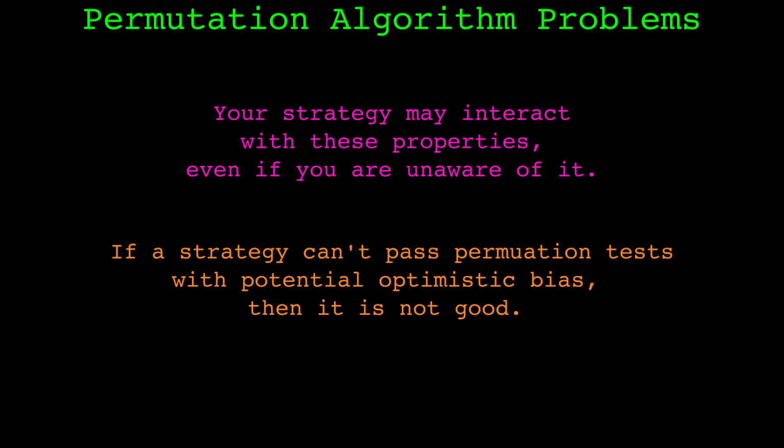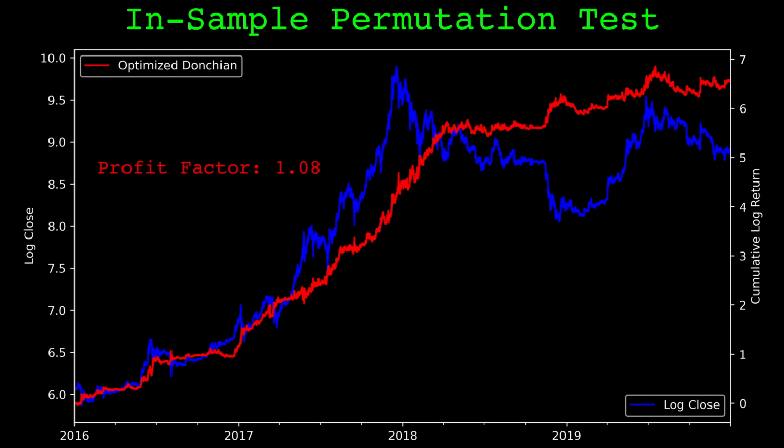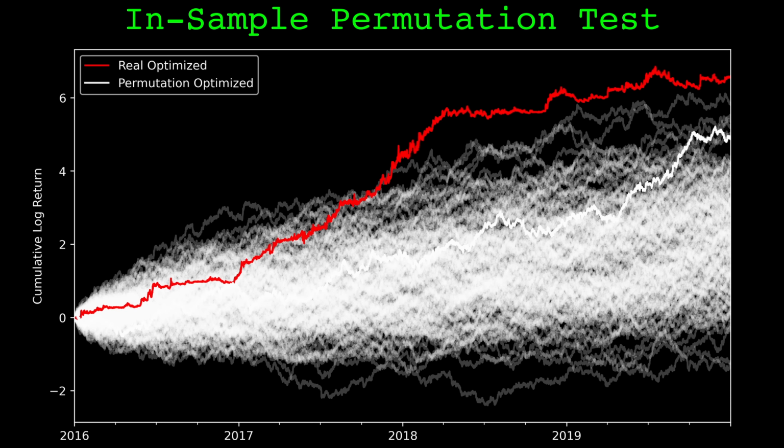Now that we've gone over the bar permutation algorithm, we can return to where we were. We optimized the Donchian breakout on hourly Bitcoin data from 2016 through 2019, and the best look back gave a profit factor of 1.08. When we optimized the strategy on many different price permutations, we found that the results were worse than what we got on real prices.